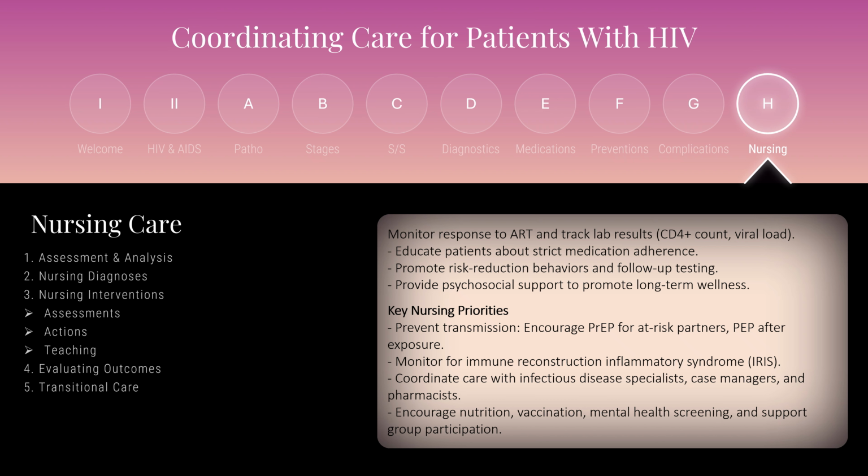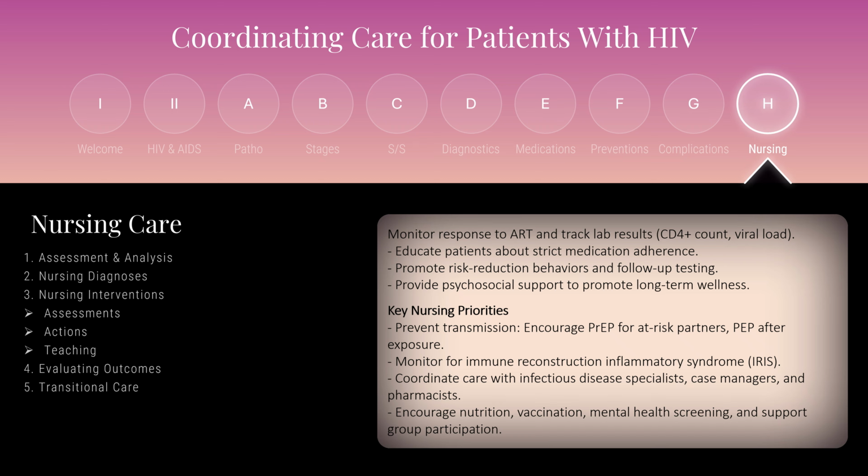Routine vaccination protects HIV positive individuals from severe infection. Post-exposure prophylaxis, PEP, is essential for healthcare workers exposed to HIV. Routine HIV screening is recommended for all individuals aged 15 to 65, and earlier and yearly for high-risk individuals. Patients should be screened for TB, STI, HPV-related cancer, and co-infection at HIV diagnosis.